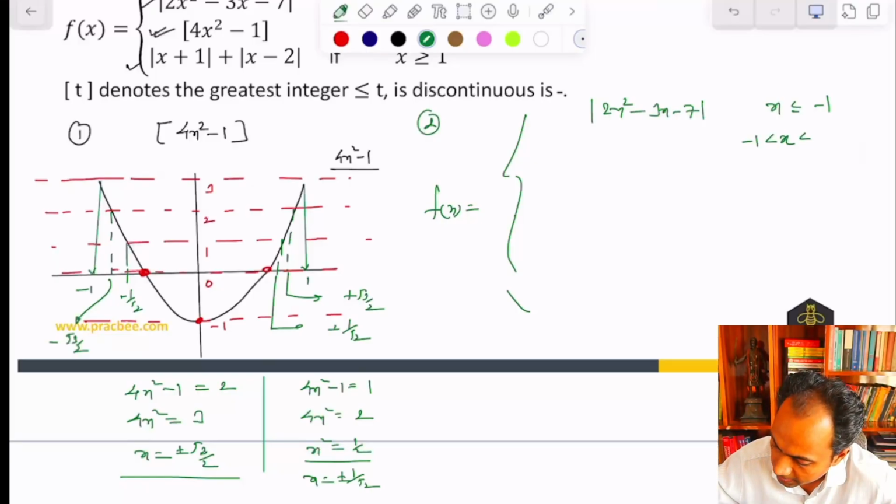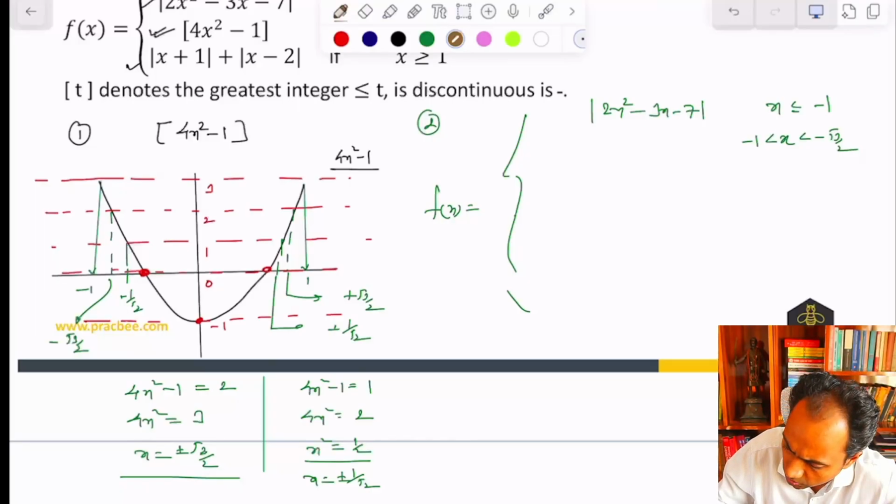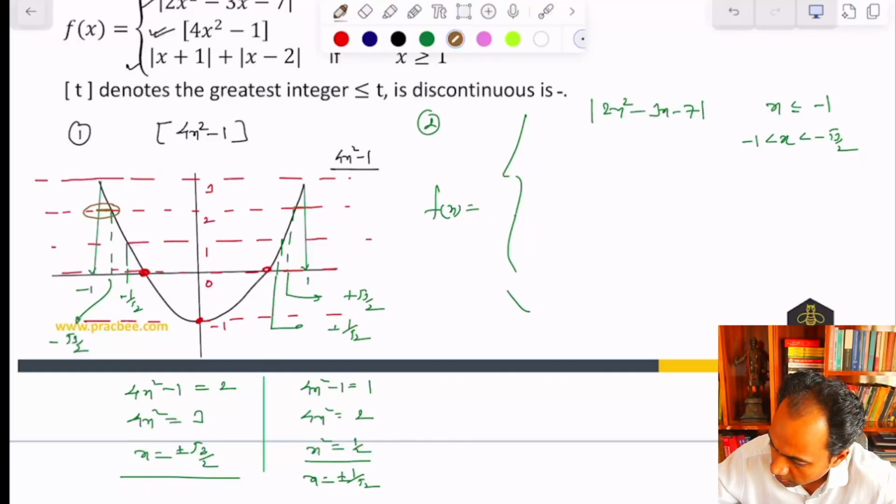minus 1 and minus root 3 by 2, it is going to lie between, you can see the graph here, what is happening. It is going to lie between minus 2 and 3. So the graph is going to become equal to 2. Same thing here, same thing here. So this becomes equal to 2.